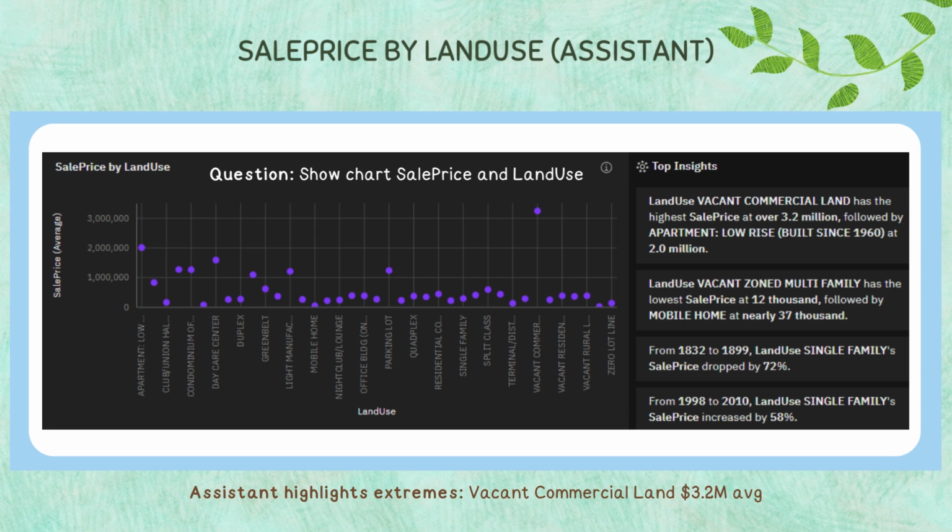The assistant created this dot plot, and it did surface something interesting. Vacant commercial land averaged about 3.2 million. That's a surprising insight, but compared to my box plot, it's less useful for decision making. The box plot I made showed spread, not just one number. This fits a point from our resources that answering the right question comes down to choosing the right visualization. Here, the assistant gave me a clue, but my design told the full story.